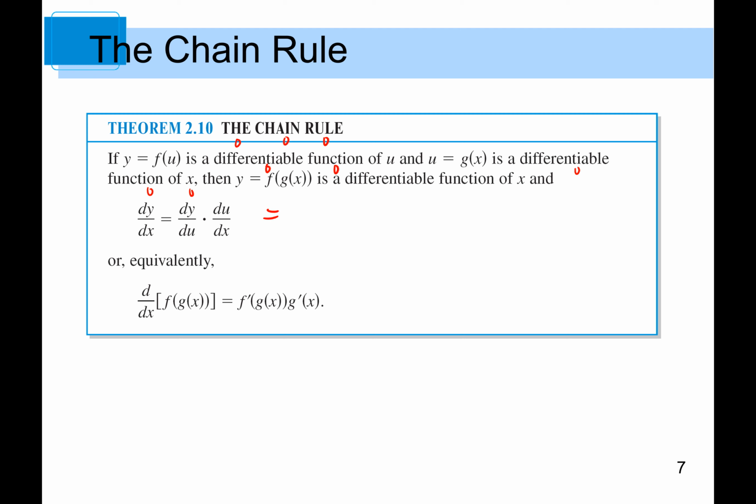So basically, the proof of this is very straightforward. You have dy over dx. You rewrite it as dy over du times du over dx, since du over du is 1. So you can rearrange it as dy over du times du over dx. That's how you prove the chain rule.